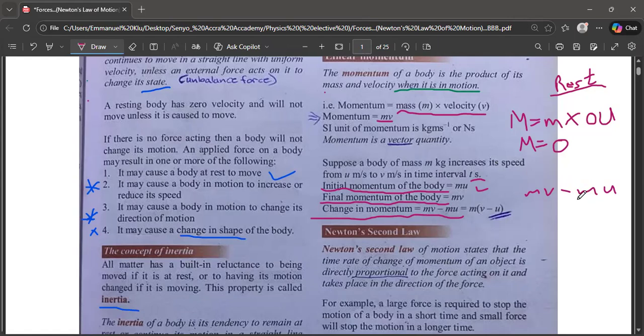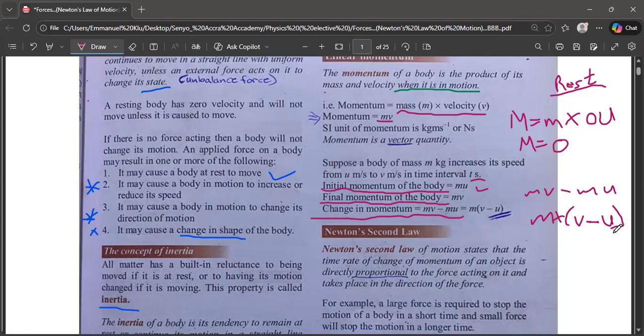So at the end of the day, by substitution, you can factor the m out, and you are going to have m times v minus u. You have seen it before, right? Final velocity minus initial velocity. That is the change in velocity. So momentum can also be explained as the product of mass times the change in velocity of a body.